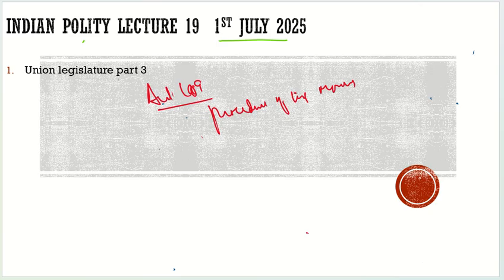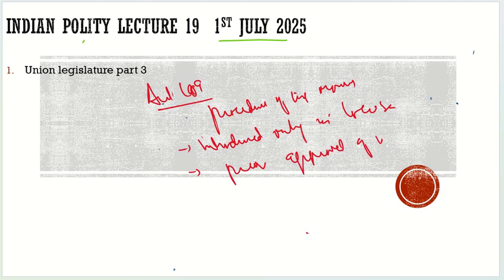It talks about the various criteria important for the money bill. It can be introduced only in the Lok Sabha. For the money bill, the prior recommendation of the president is very much necessary. Prior approval of the president, and that too only in the Lok Sabha.